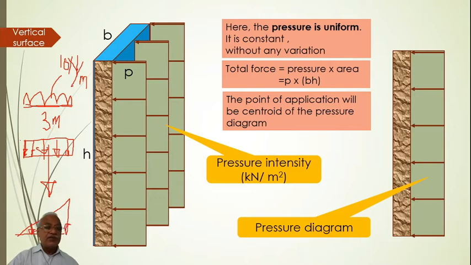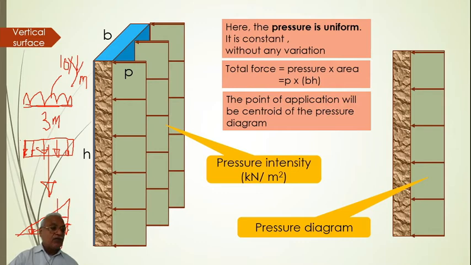Of course, this statement, that the total force will be equal to pressure multiplied by the area of the pressure diagram, holds good for this also. And then where will it be acting? It will be acting at the centroid of the loading diagram. Suppose if it is 3 meters here, it will be 3 by 3, or this will be 1 meter, where that total resultant force will be acting.